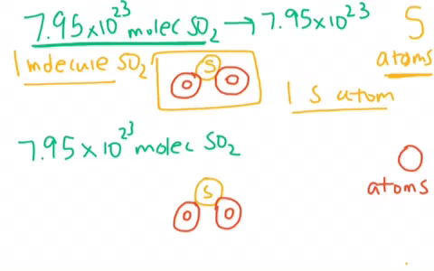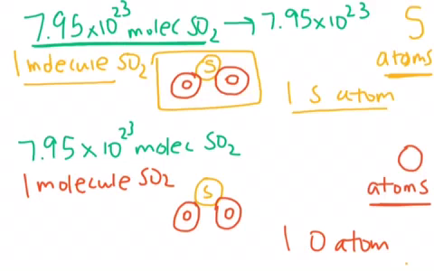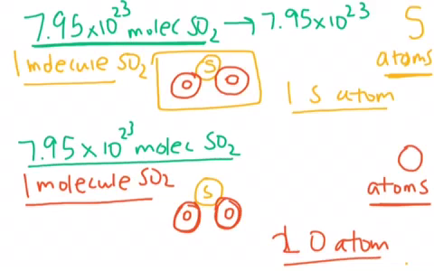And if I continue that to look at oxygen atoms down here, I say, all right, for every 1 molecule of SO2, I have 2 O atoms, these 2 right here. So that means I need to double the molecules to find the atoms here. So if I take 7.95 times 10 to the 23rd molecules and double that, I come up with 1.59 times 10 to the 24th O atoms. And so now I've gone from molecules to sulfur atoms or molecules to oxygen atoms.